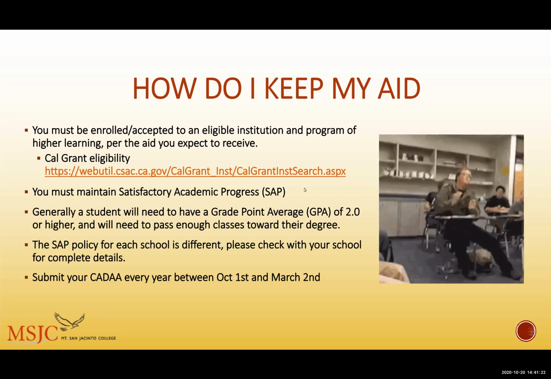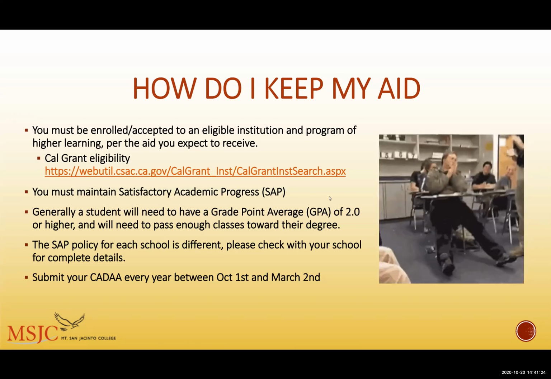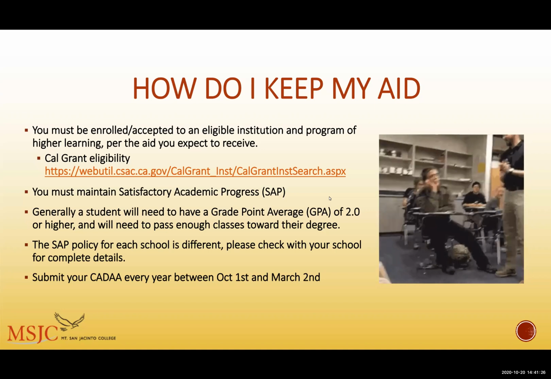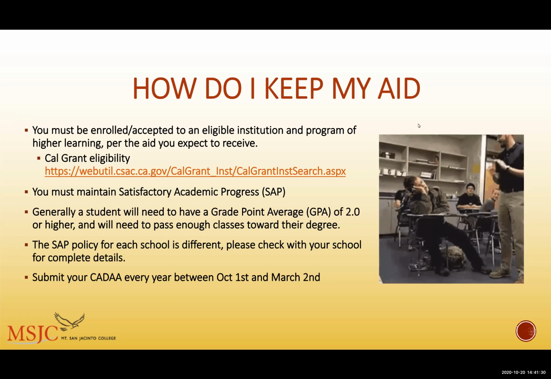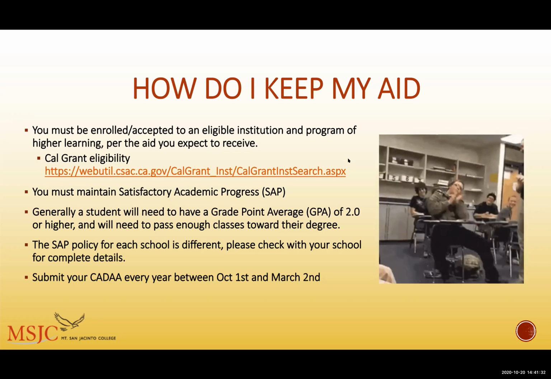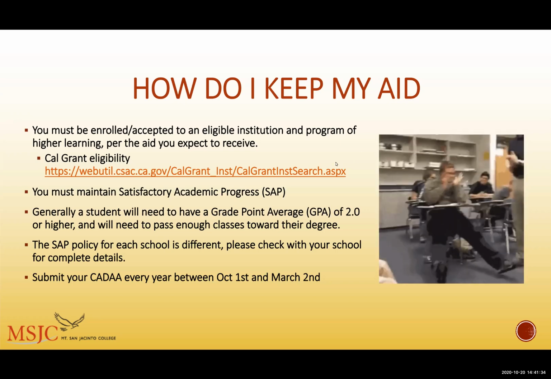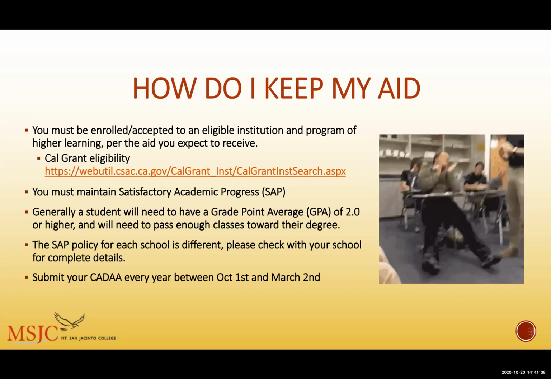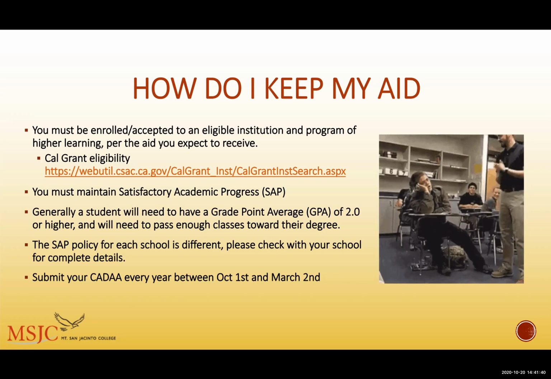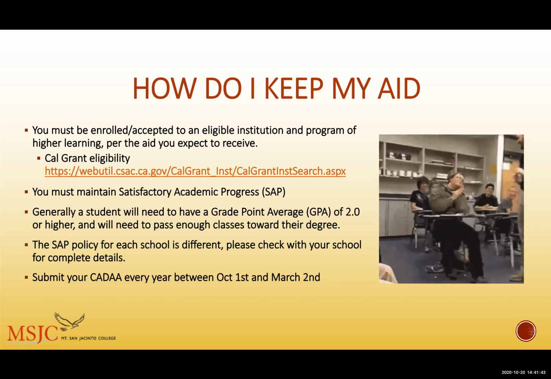You must maintain your satisfactory academic progress. That's considered your SAP, and that's throughout all the schools. It does require for all students to maintain a 2.0 GPA with 67% completion of their courses. So you do have to maintain that in order to keep your financial aid semester after semester.